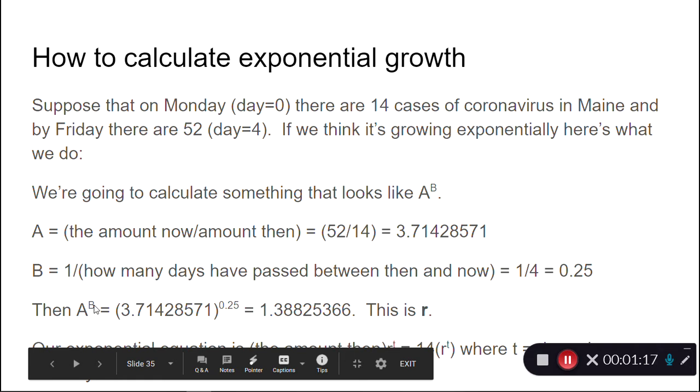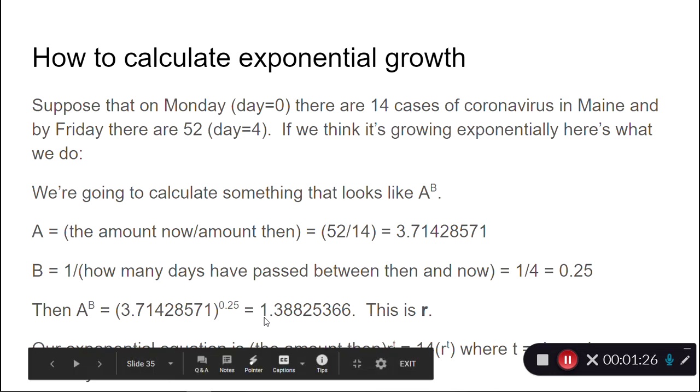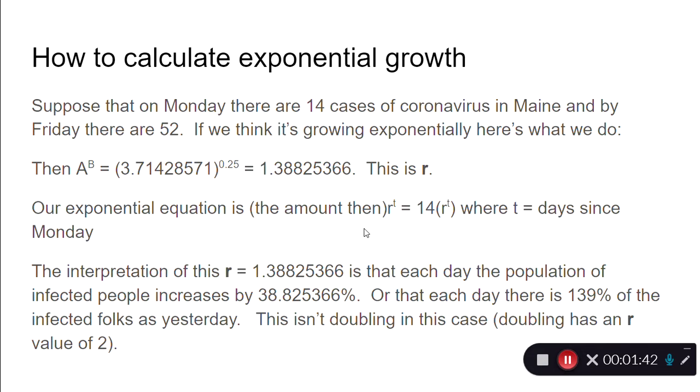People tend to make some mistakes here if you're not careful with your calculator. So I'll include a lot of notes on the top hat questions. So we get this number, 1.38 and so on. This is R. This is the growth factor. And so our exponential equation is going to start out with the number on day 0 times R to the power of t. R is our growth factor. Let's see how this works out.